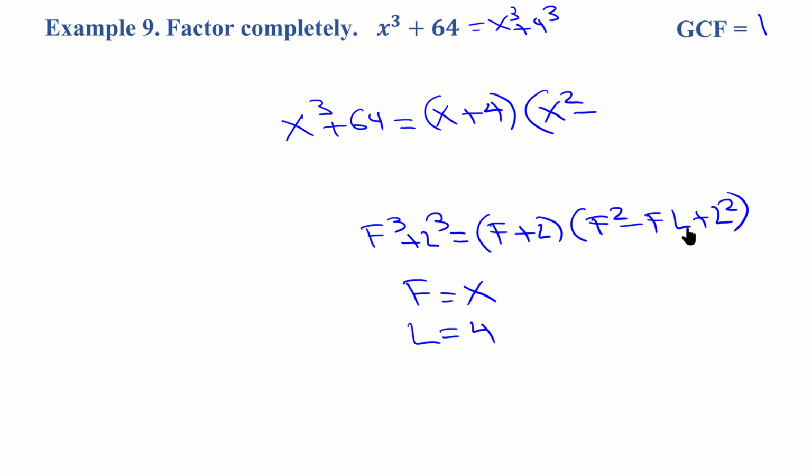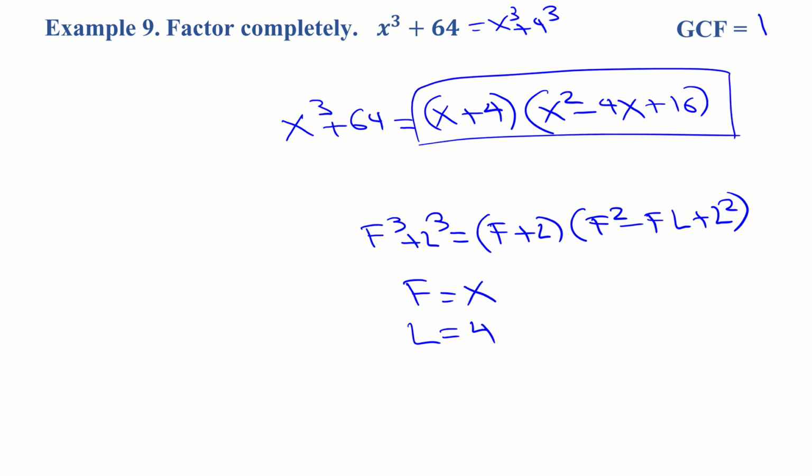minus fL, so we just multiply those, so we get 4x, plus L squared, which is 4 squared, which is 16. And that's it. We're done. And there's our factorization. Okay, simple. Just need to remember the formula and know how to apply it.